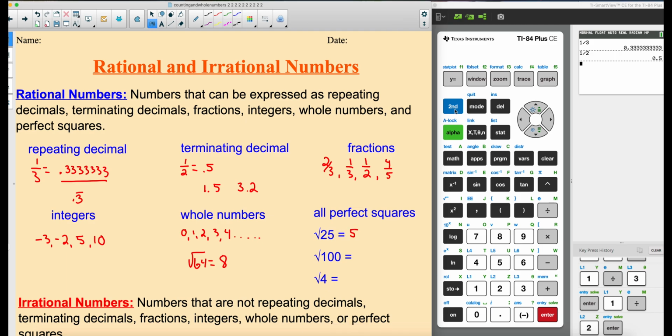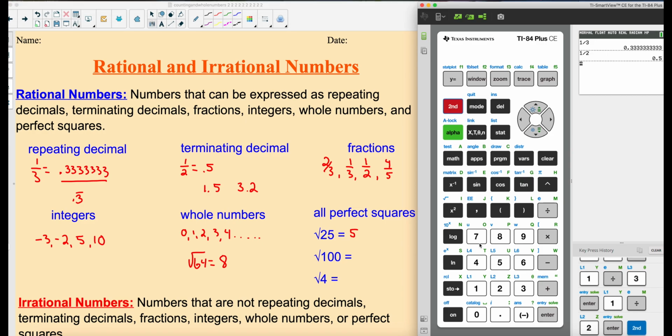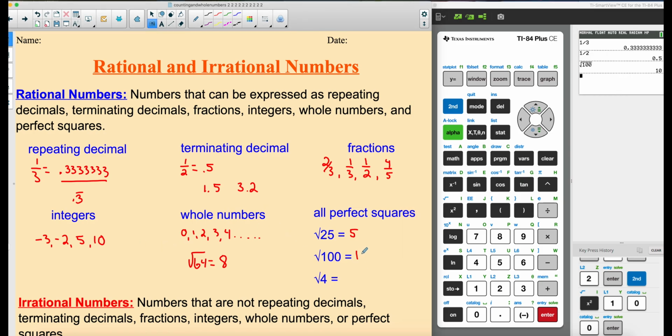And if you forgot the square root of 100, remember, you hit second function, x squared, so you have the radicand or the square root symbol right there. You put in 100, you hit enter, and what did you get? You got 10. 10 is a whole number. That's why the square root of 100 is also rational. The square root of 4 is 2. 2 is a whole number. That's why the square root of 4 is rational. So if you get any of these numbers in your calculator, they're all examples of rational numbers. I know it's a lot.